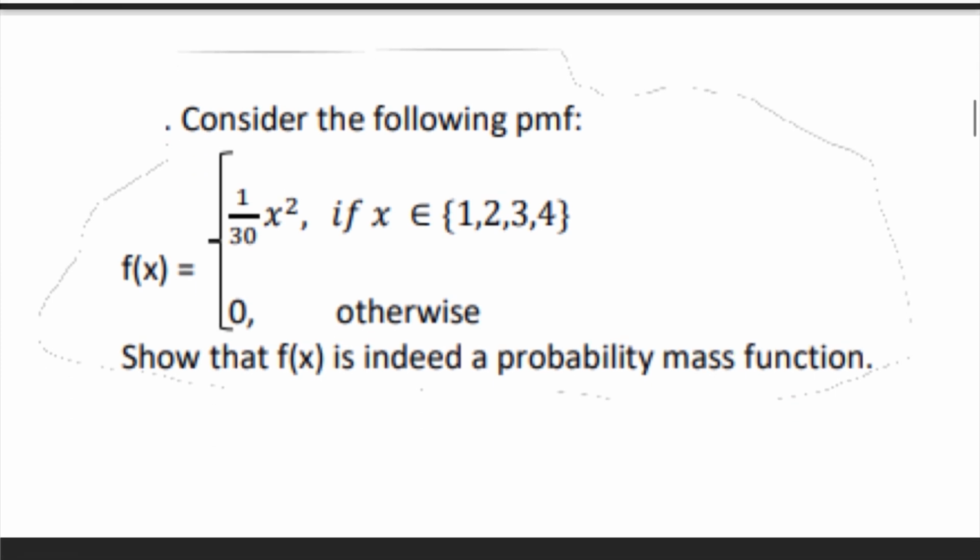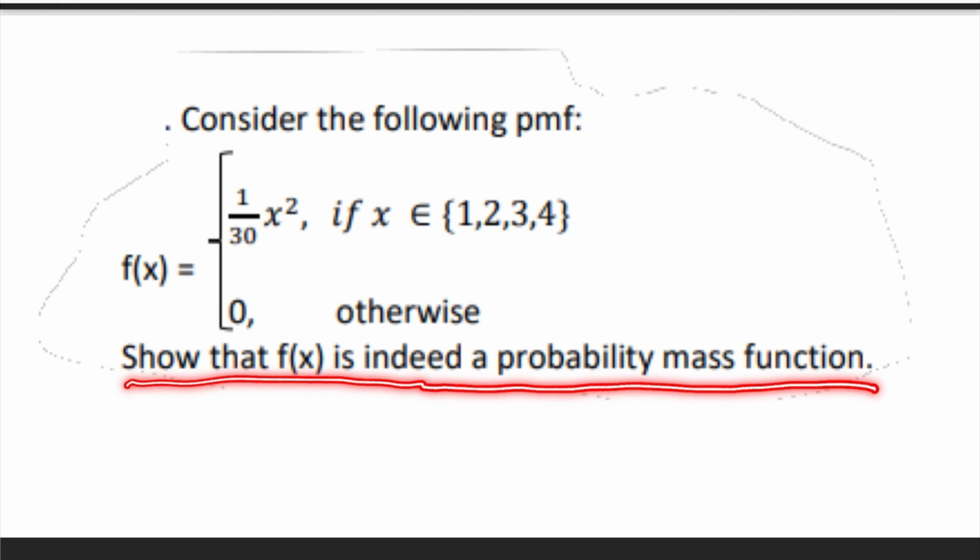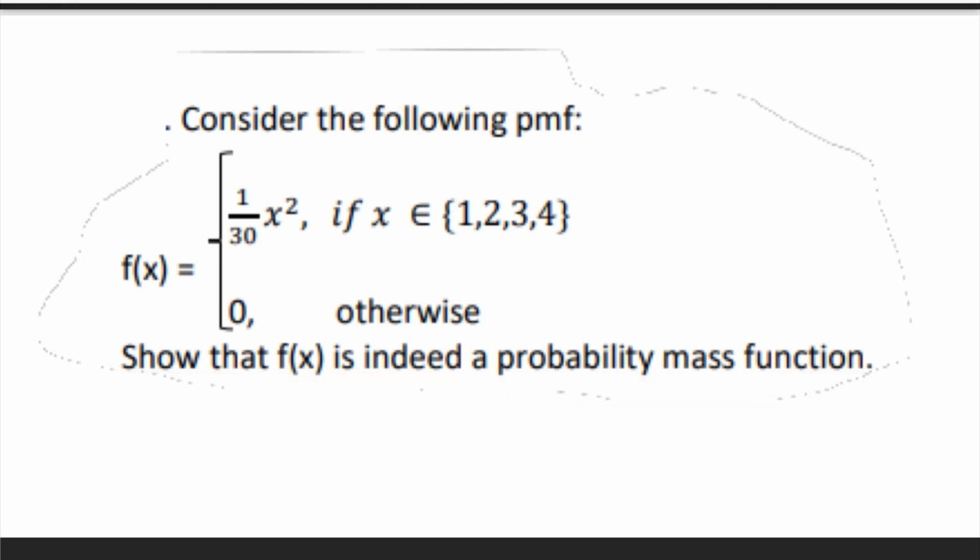Let's consider the following PMF. The PMF f of x is equal to 1 over 30 x squared if x is an element of 1, 2, 3, and 4, and equal to 0 otherwise. Now, the question is, show that f of x is indeed a probability mass function or PMF.